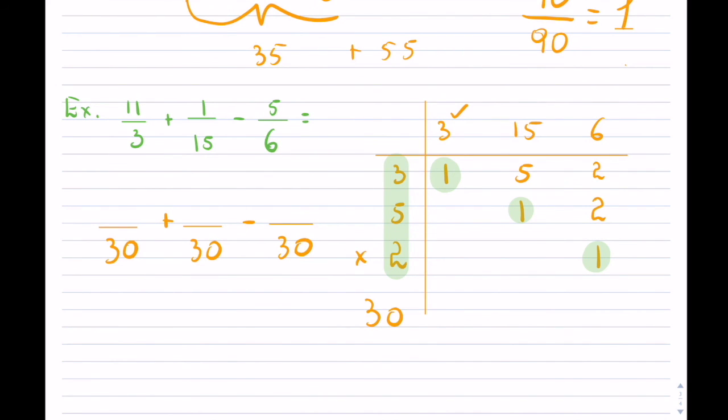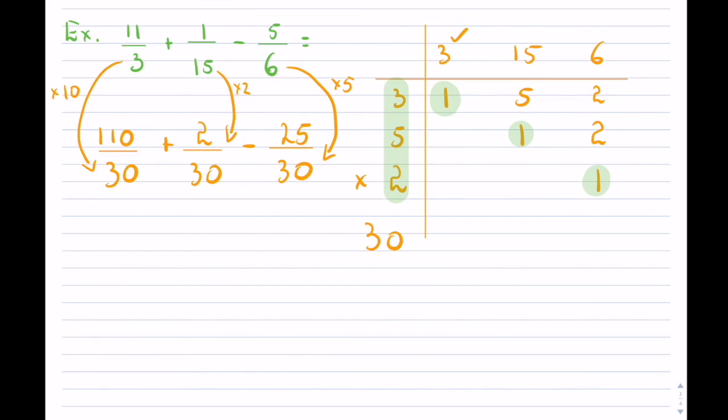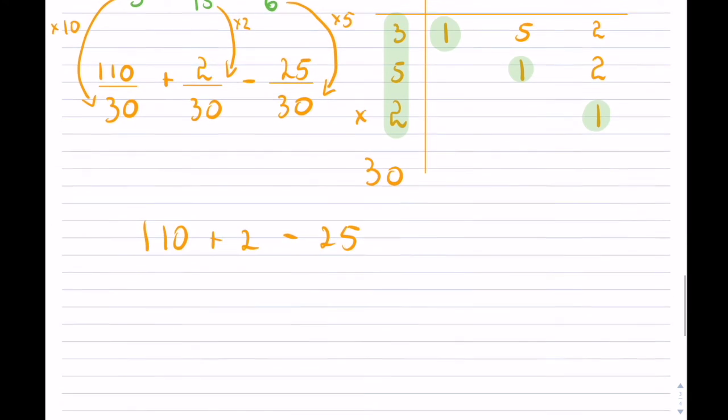And now I can check with this. So I have 3 goes into 30. That goes in 10 times. So 11 times 10 is 110. 15 goes into 30 2 times. So 1 times 2 is 2. And 3 goes into 30 5 times. 5 times 5 is 25. And now I can go ahead and do my additions and subtractions because I have like fractions.